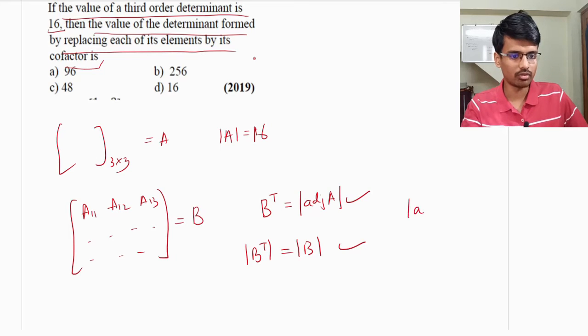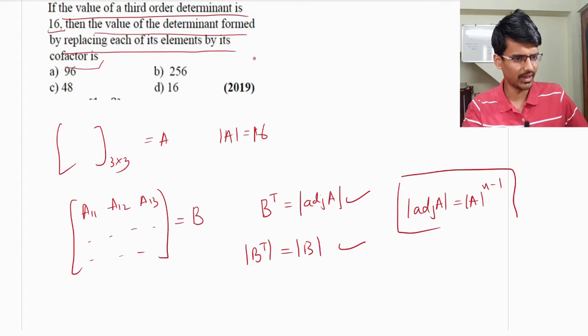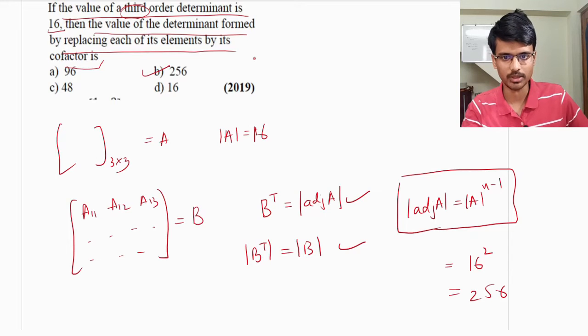So what is the formula for adjoint of A? There is a direct formula that you can use: determinant of A to the power n minus 1. This is the standard result. You can derive it also. It will take hardly 2 steps to derive, but I am doing it directly. So n is the order of the matrix. Determinant of A is 16. n is nothing but 3, they have given us third order. So 3 minus 1 is 2. 16 square is 256. So the correct answer is option B. So it is a trick.